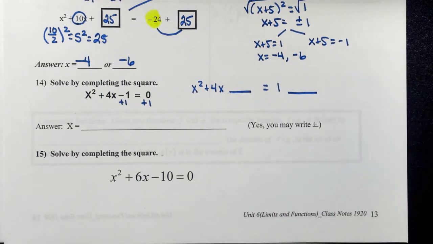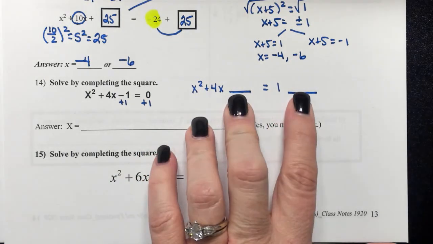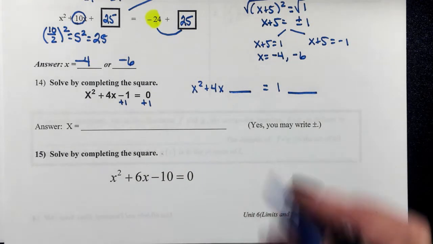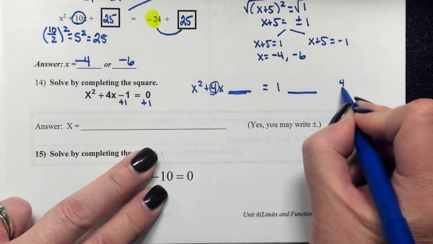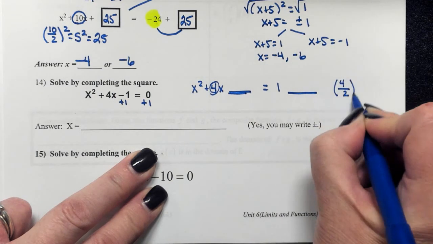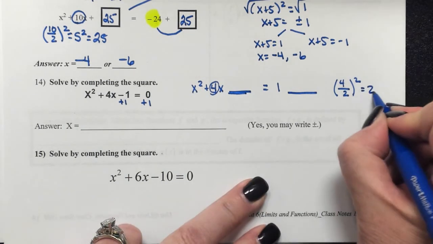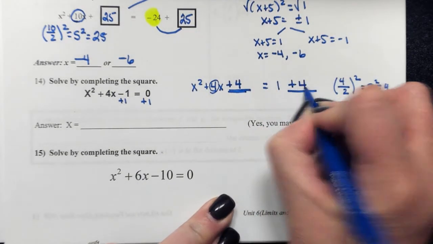And I put a blank there. The blank is the number that I need to figure out what I'm going to add to both sides of the equation. So by putting the blank on both sides, hopefully you don't forget to add the same number to both sides. So my third step is I've got to figure out the number I'm going to add here. So I take the number in front of x. I'm going to take 4. You always divide it by 2, and you square it. So what is 4 divided by 2? 2. And then what's 2 squared? 4. So I'm going to add 4 to the left. I'm going to add 4 to the right.